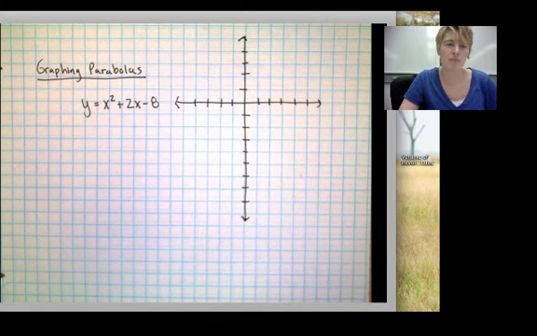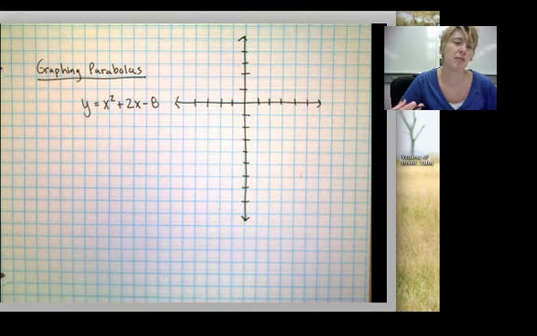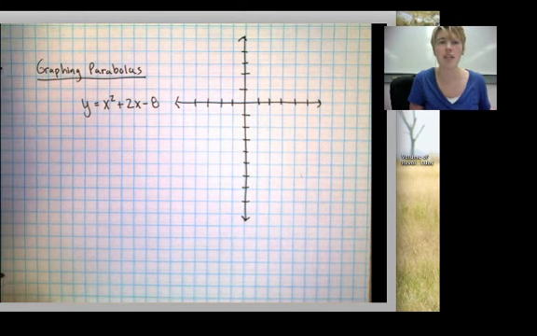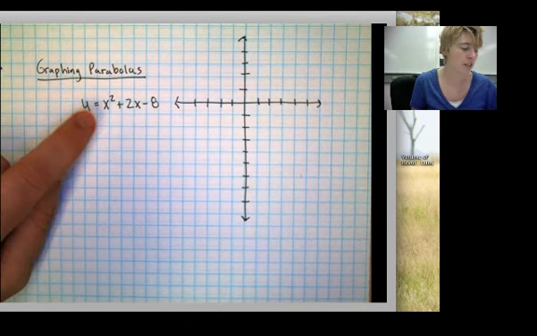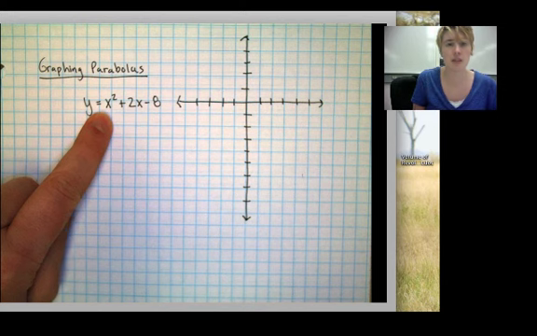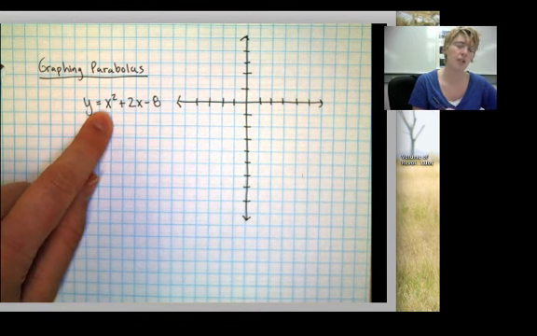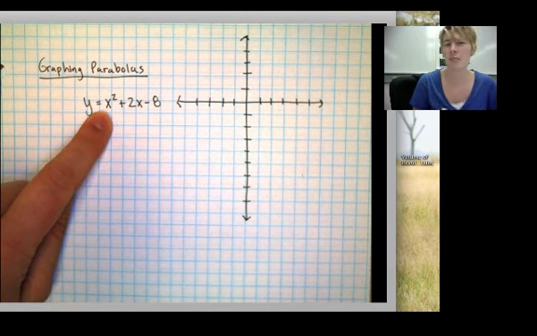Hi guys, this is a quick video to help you out with graphing parabolas, and this is something that people kind of have a hard time with. There's a lot of ways to do these problems, but I want to walk you through one of the typical strategies. Parabolas are these graphs that always have an x squared, and when you see that x squared on the screen, you know it's not going to be a line.